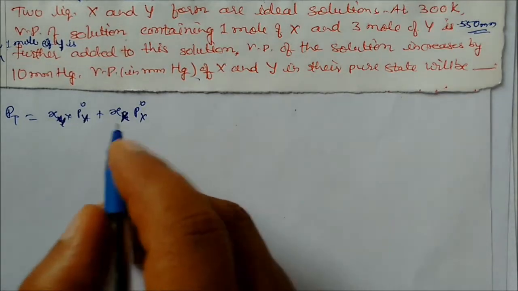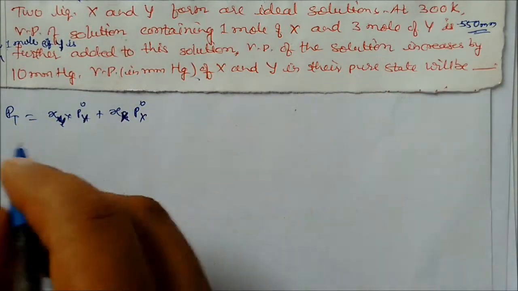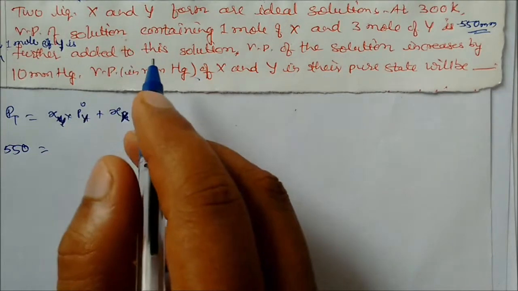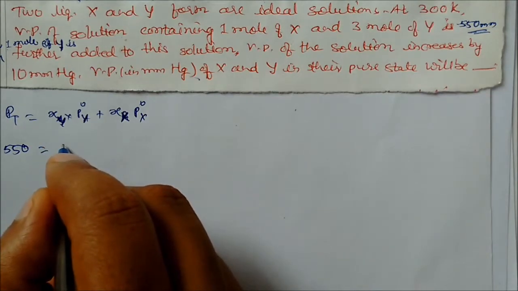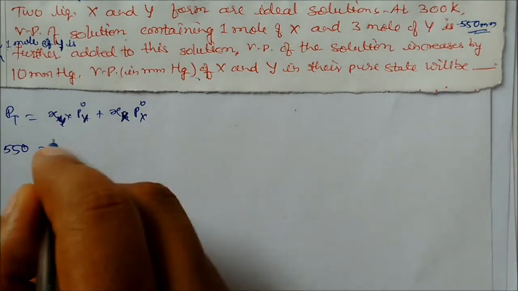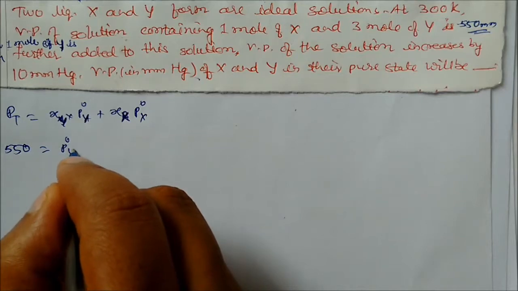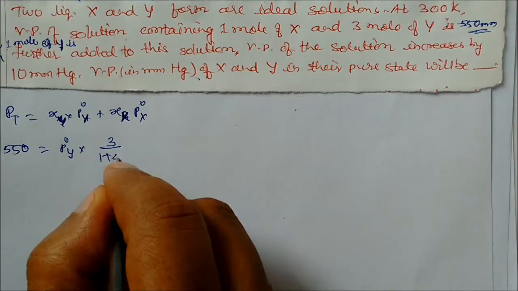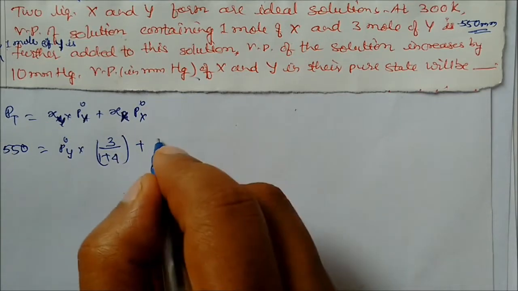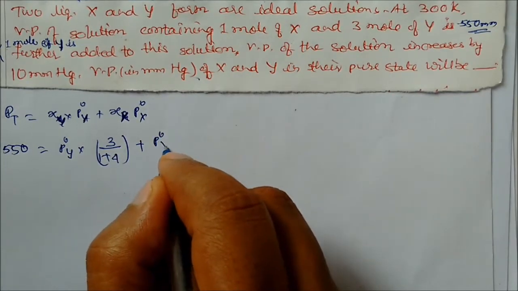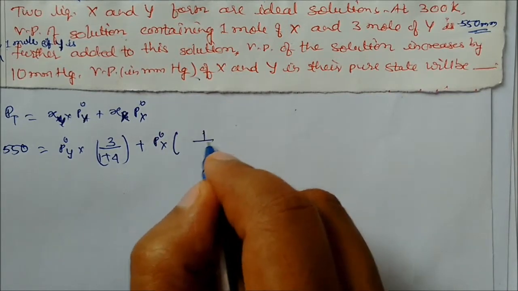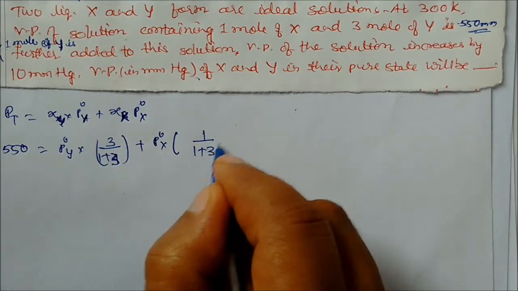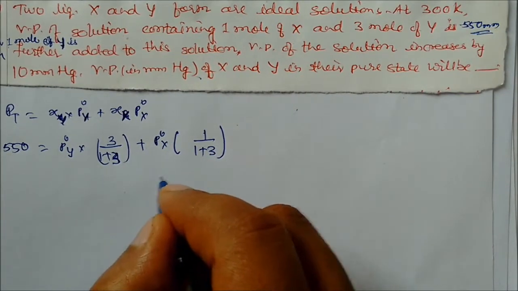So again, the total pressure is given as 550 millimeter, and the mole fraction of Y is given here. So mole fraction of Y is right here, P naught Y, and for Y it is 3 divided by 1 plus 4. This is the mole fraction of Y. And for X, similarly, the mole fraction of X we don't know, but here it is given as 1 over 1 plus 3. So this is the total they have given, so it becomes 4.